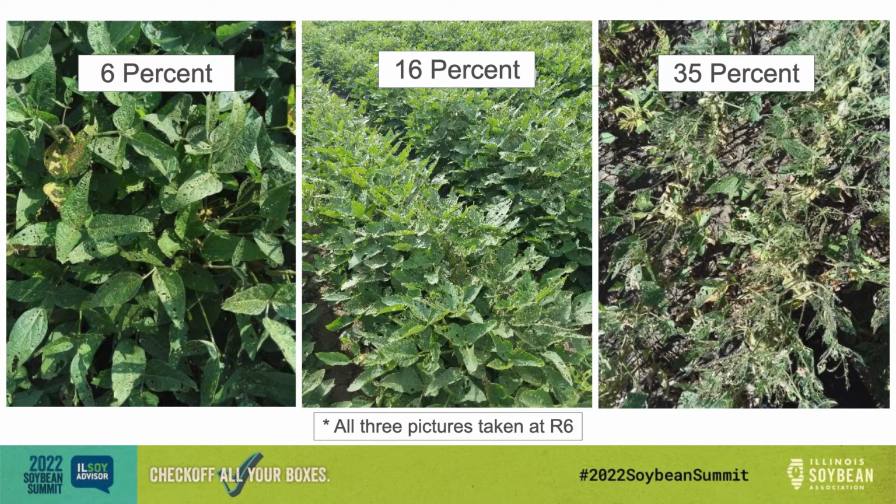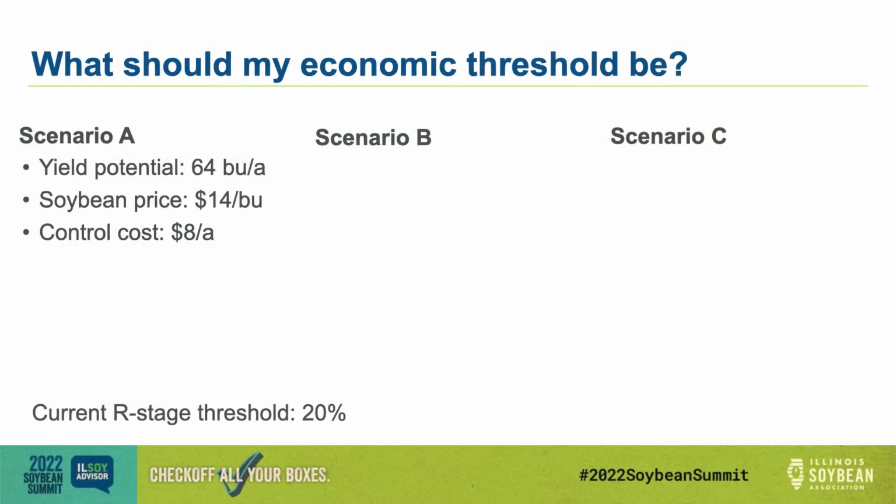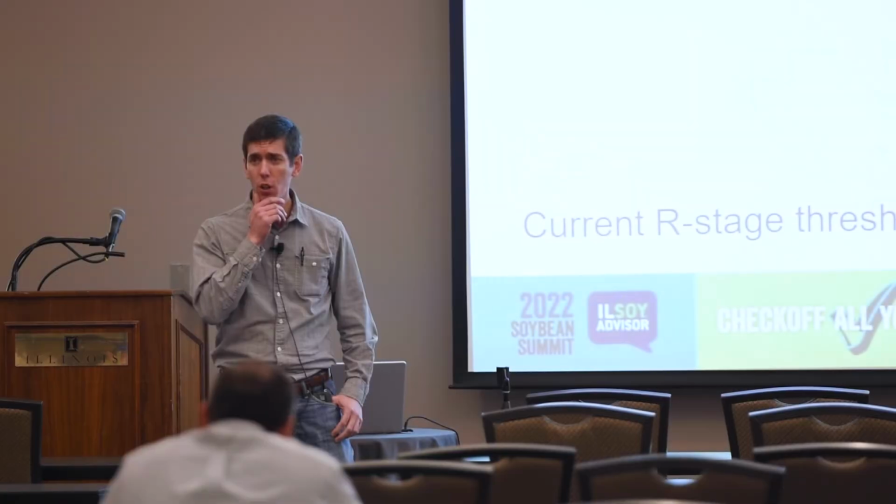35% is rough. 35% kind of looks like a hailstorm. We've really only seen that one time in that one field that we looked at. Point of that being, the overall levels that we're looking at are low. They're mostly unimportant based on our current thresholds.